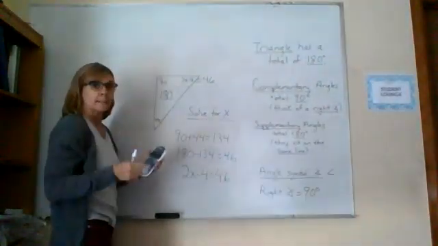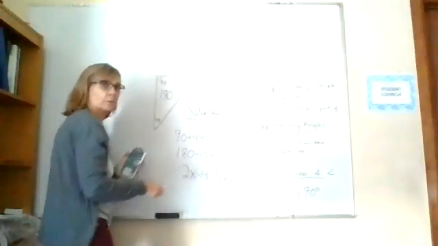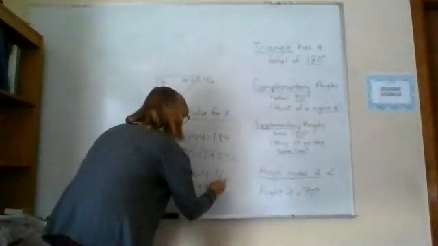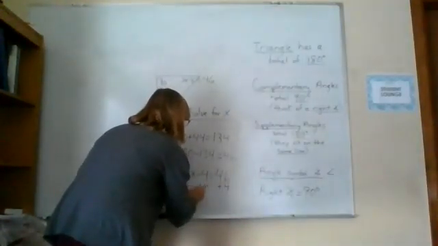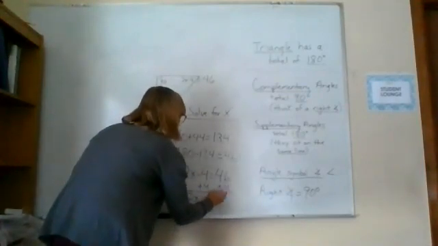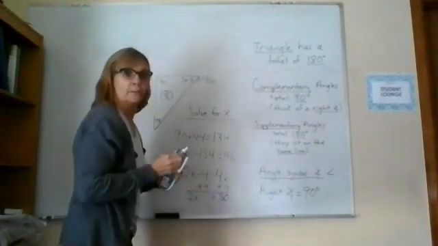Second one, isolate my variable term. So I need to move this 4. So I do the opposite. So I'm going to add 4. If I do it to one side, I must do it to the other. So I have 2x equals 46 plus 4, which is 50, right?